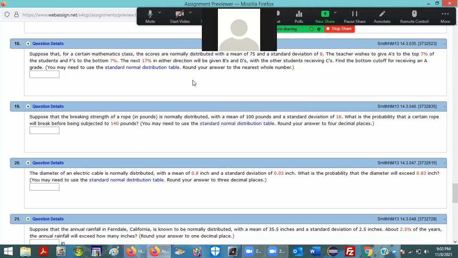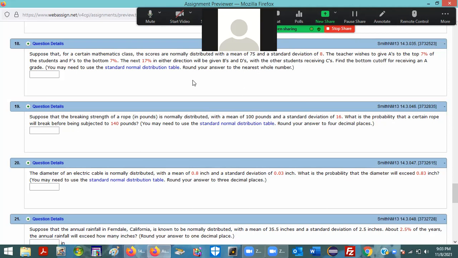Suppose that the breaking strength of a rope in pounds is normally distributed with a mean of 100 pounds and standard deviation of 16. What's the probability that a certain rope will break before being subjected to 140 pounds?